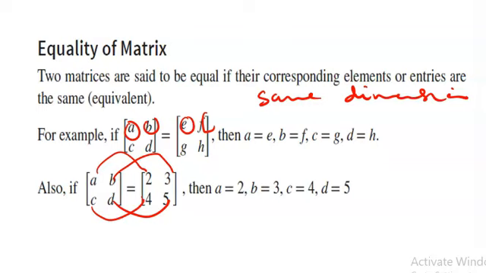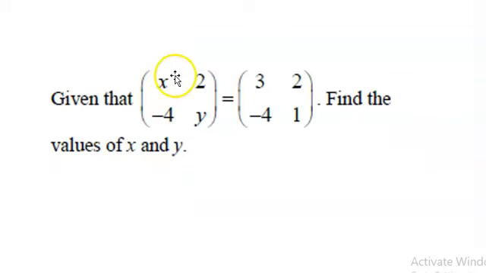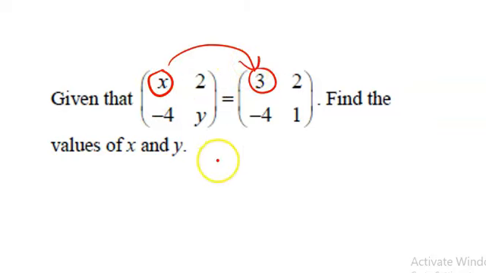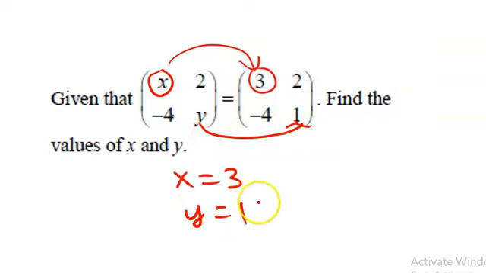Let's apply it in solving a question. Given that the matrix with entries x, 2 minus 4y is equal to the matrix with entries 3, 2 minus 4y, we have to find the values of x and y. So these are the entries. Yes. So x is equal to 3, and then this one is equal to that. This is equal to that. So y is equal to 1.